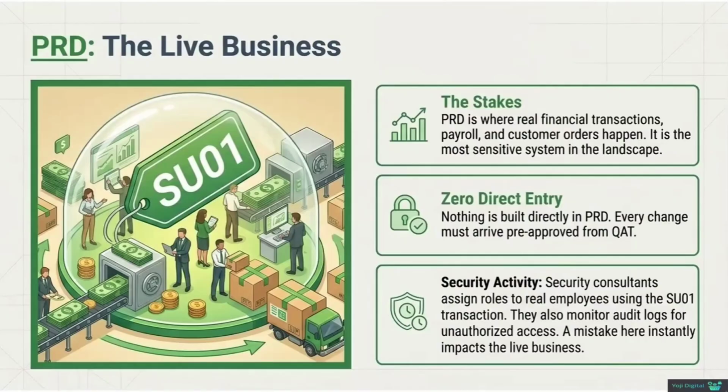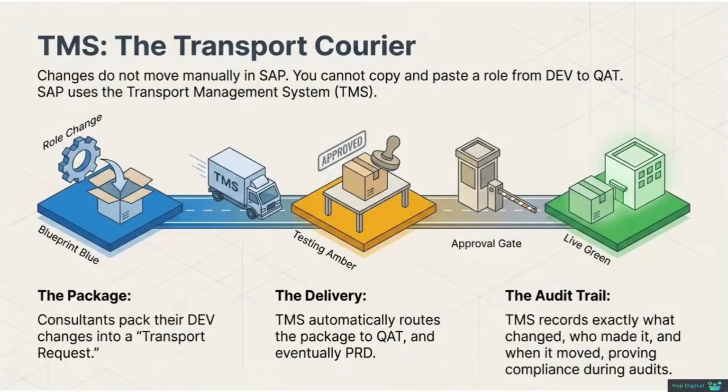The security team regularly monitors audit logs in production to make sure there is no suspicious activity or unauthorized access. We'll cover audit monitoring in a future episode. Now let us talk about how changes actually move from development to quality, and quality to production. This is called the transport process.